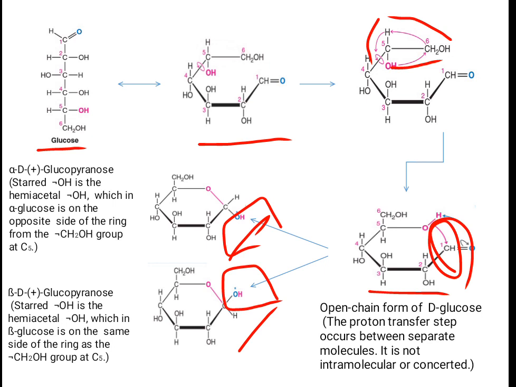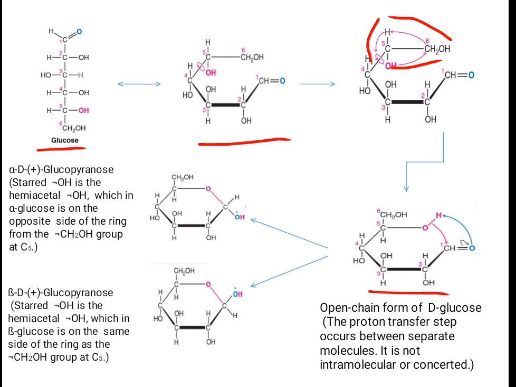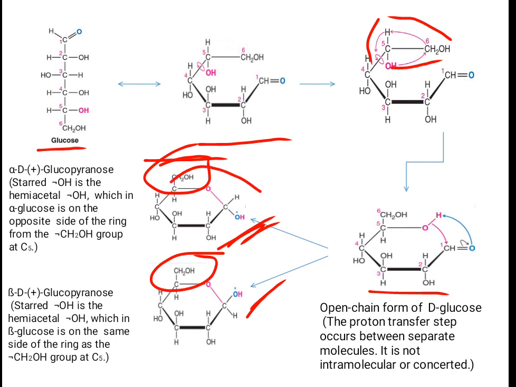So if this OH is on the opposite side of this CH2OH, that's why this is alpha-D-glucopyranose. This is said alpha because this OH is opposite to this CH2OH, and here this OH is on the same side as this CH2OH. That's why it is said beta-D-glucopyranose. These ring structures are called pyranose, 6-membered rings. I will tell it later.